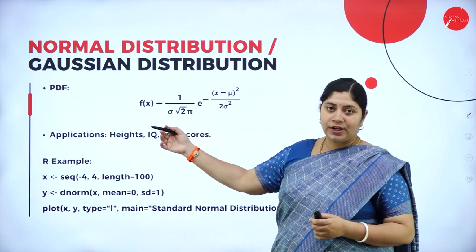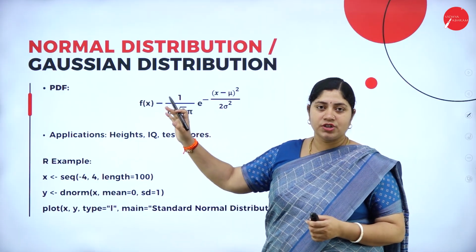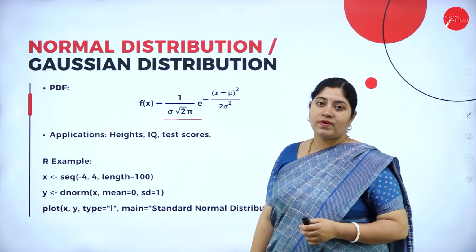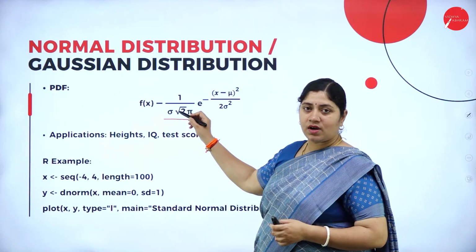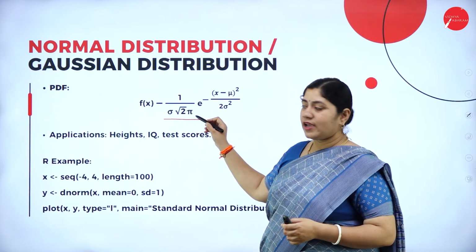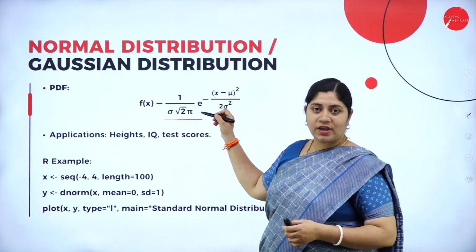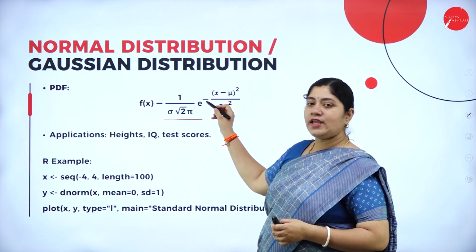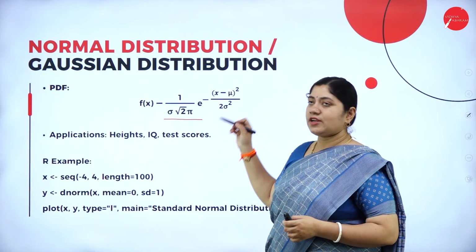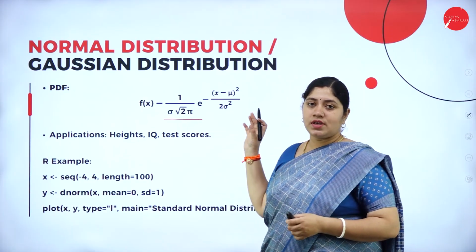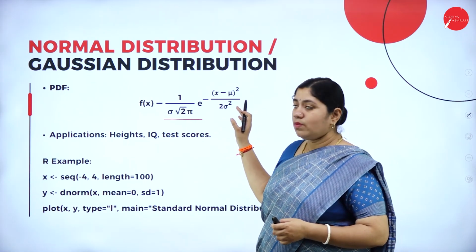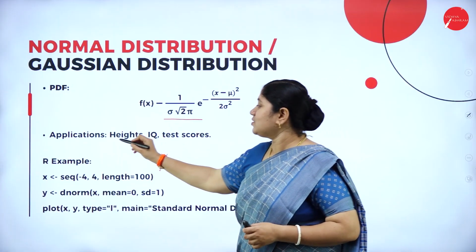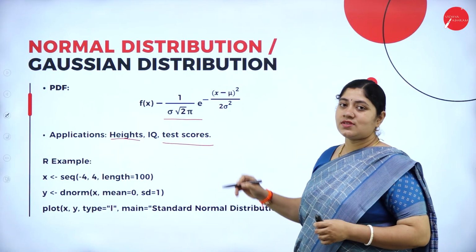Then the PDF, that's the probability density function expression for our normal distribution, can be represented as f of x equals 1 by sigma root of 2 pi into the logarithmic base e, or we can also call it the natural logarithm, to the power of minus (x minus mu) square whole divided by 2 sigma square. So this is the expression. So now what is the application of this normal distribution? So yes, it is used in heights, IQ test, okay.